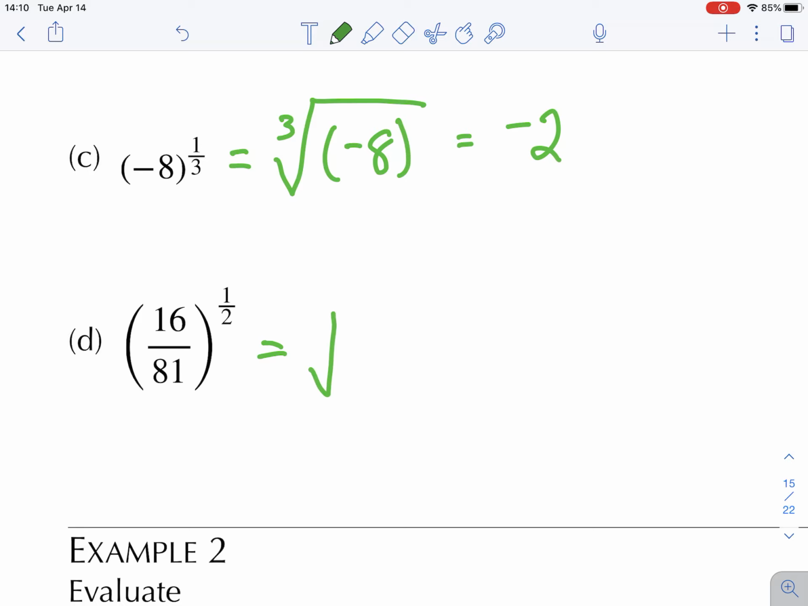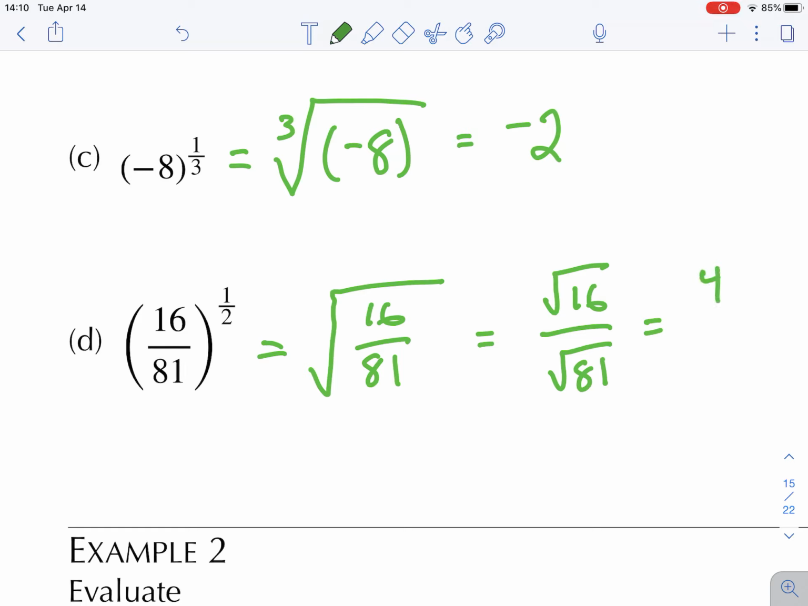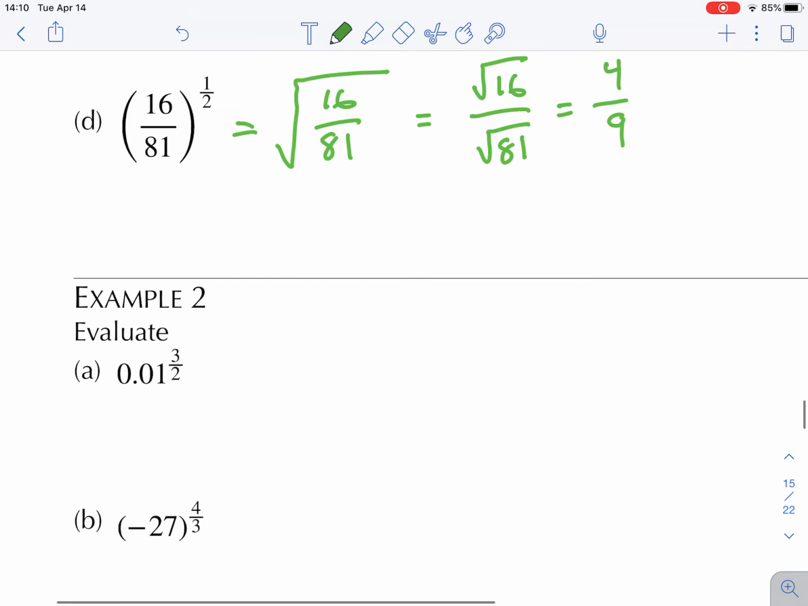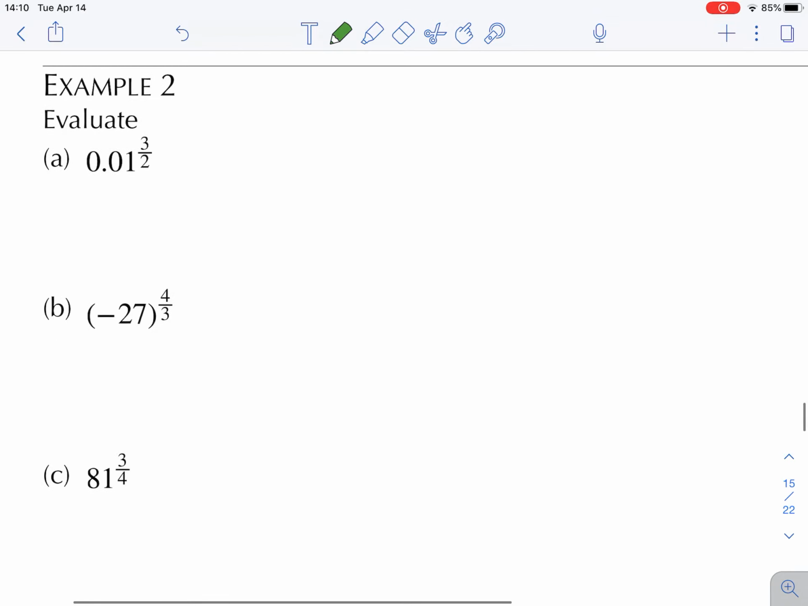16 over 81 to the power of 1/2. Power of 1/2 means square root, so we square root 16 over 81, which is equal to the square root of 16 over the square root of 81, which is equal to 4 over 9. Example number 2. Evaluate. Again, we're going to do this as much as we can without a calculator by converting it into radical form, which will help us make sense.